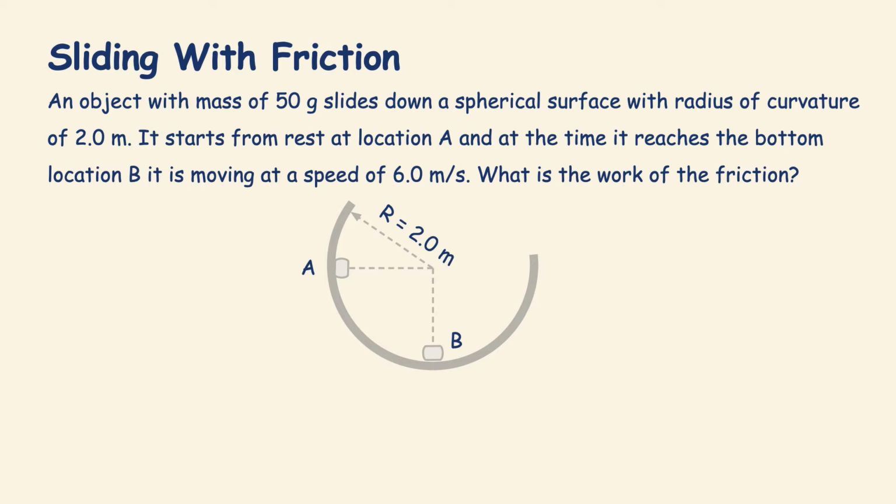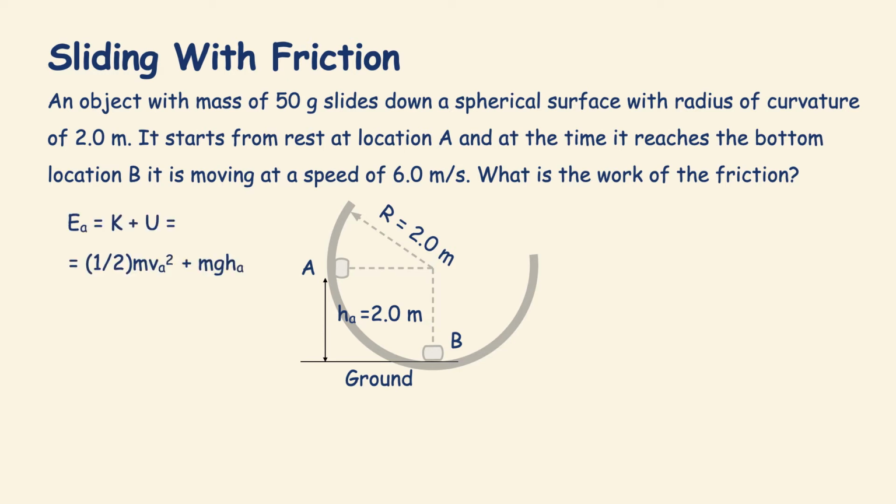Let's choose a ground, just as before in the previous examples. If we're going to work with the total mechanical energy, we will need to write the formula for the potential energy, which always requires us to be very explicit about our choice of ground. If I choose for the ground the bottom of that spherical surface, that means the original height from which the object starts is h_A, marked on the diagram, equal to 2 meters, which is equal to the radius of that sphere. With that, I can write the total mechanical energy of the object at location A. It's going to be equal to the sum of the kinetic and the potential, or in other words, 1/2 mv squared plus mgh.